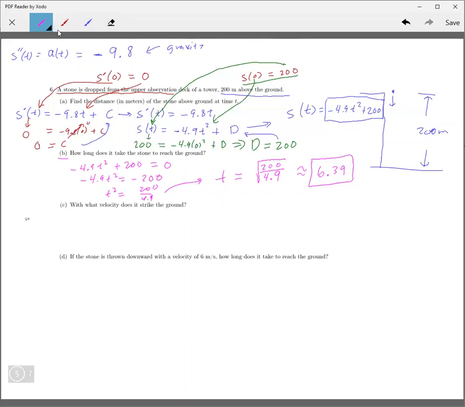Okay. Next part. With what velocity does it strike the ground? Okay, so at 6.39 seconds, what's the velocity? Well, we know the velocity is this right here. Negative 9.8 t is the velocity. This is the position, so the velocity is the derivative. But we got this from the velocity, right? So when it strikes the ground, it's at approximately 6.39 seconds. Or you can put this number in right here.